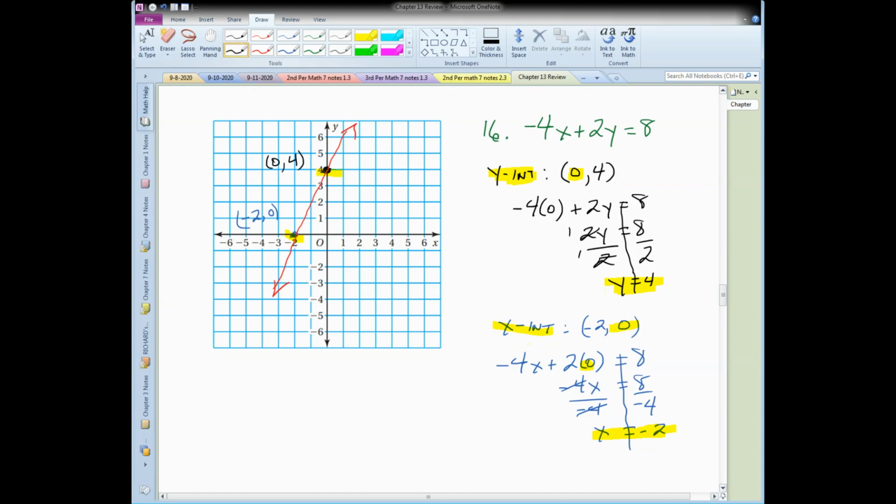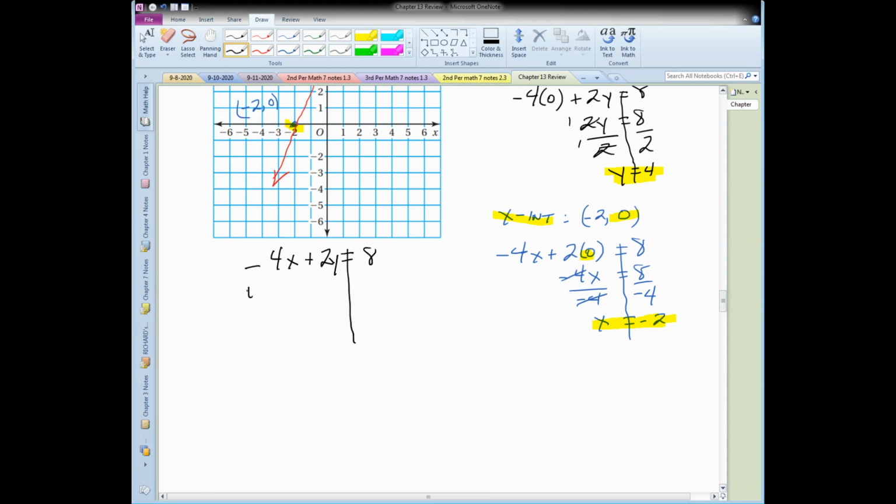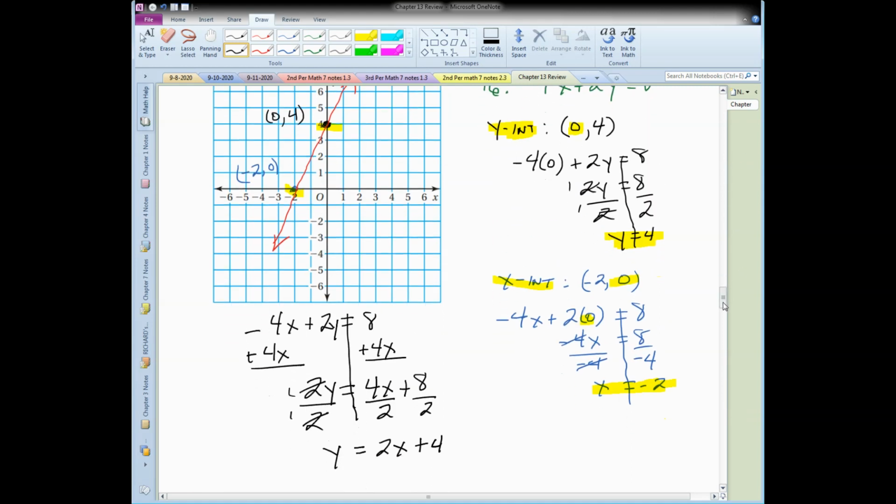If I wanted to, I could write this equation in slope-intercept form. So let me just do that down here. How do I do that? Let's see, 2y equals 8. I want to get y all by itself. So I need to add 4x to both sides, and that leaves me with 2y equals 4x plus 8. I divide both sides by 2, which means I divide each term by 2. That gets y all by itself, and I end up with y equals 2x plus 4.